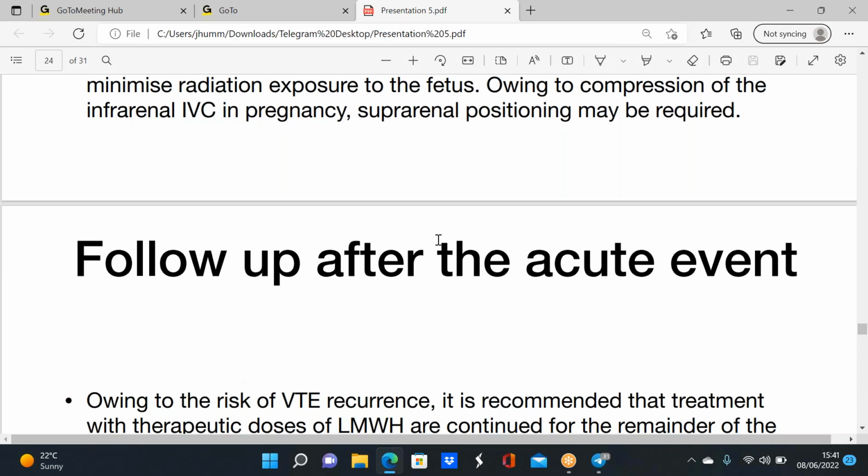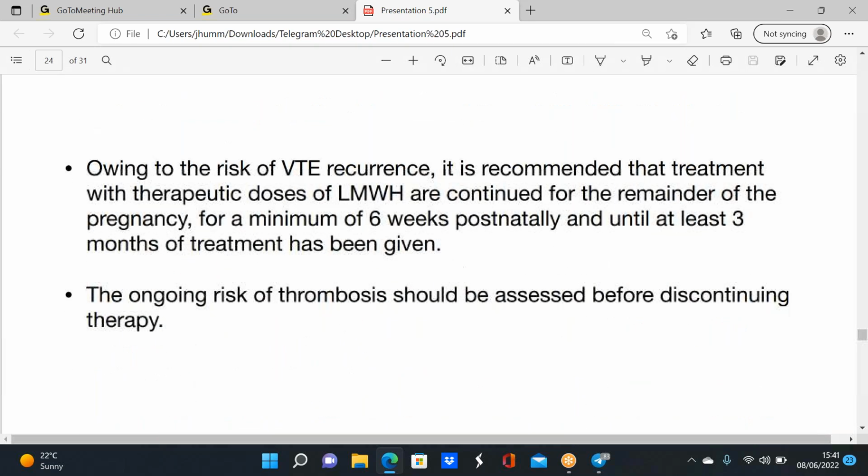Now, follow-up after the acute event. Owing to the risk of VTE recurrence, it is recommended that treatment with therapeutic doses of low molecular weight heparin is continued for the remainder of pregnancy, for a minimum of 6 weeks postnatally, and until at least 3 months of treatment has been given. And before discontinuing the low molecular weight heparin, the ongoing risk of thrombosis should be assessed.